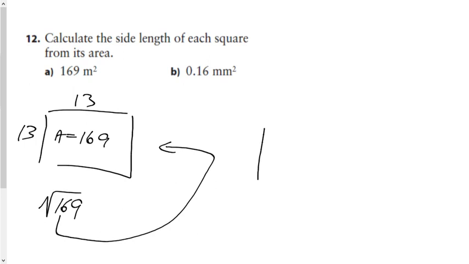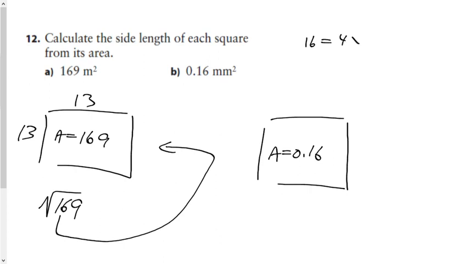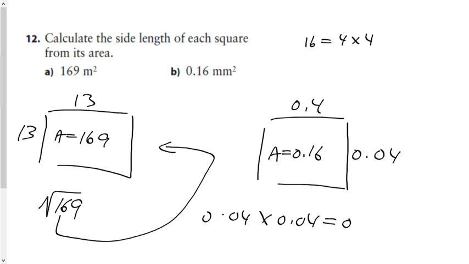Hankinson, if I have an area of 0.16, I'm going to give you two choices. Since 16 is equal to 4 times 4, do you think the side length is 0.4 or 0.04? There's a good question. What times itself? Is 0.04 times 0.04 equal to 0.16? Or is 0.4 times 0.4 equal to 0.16? Is it A or B?